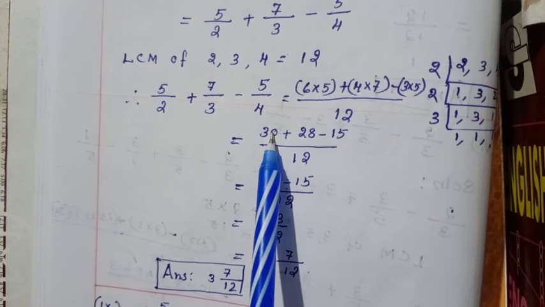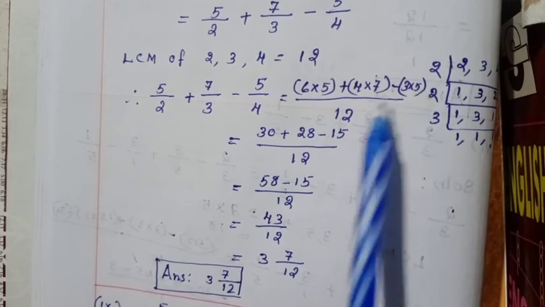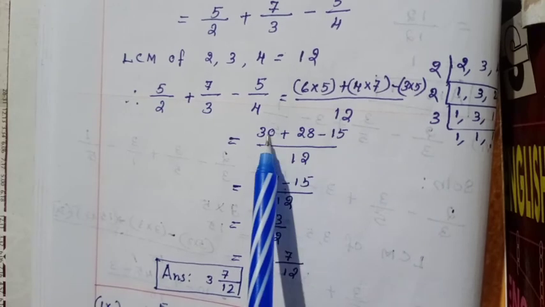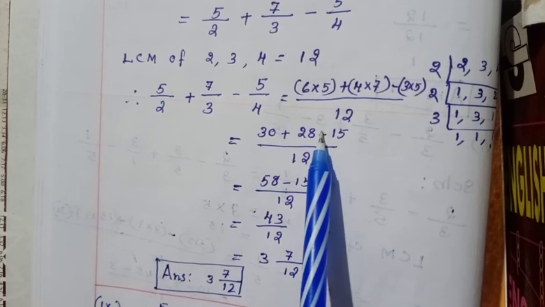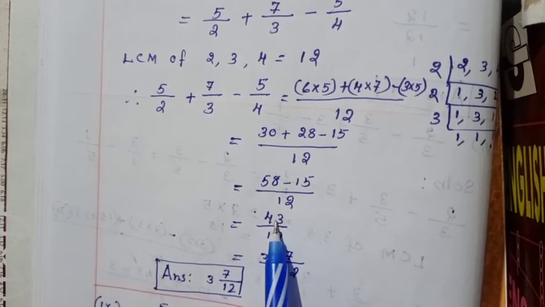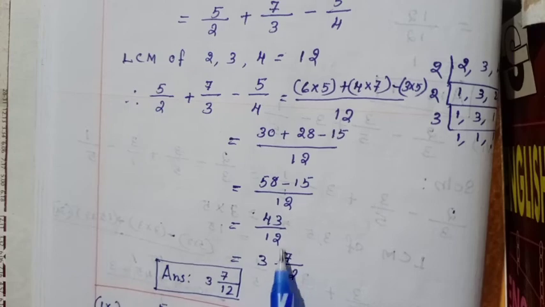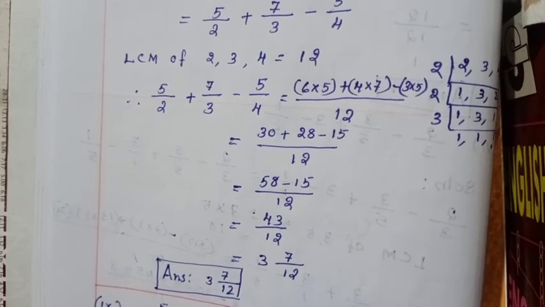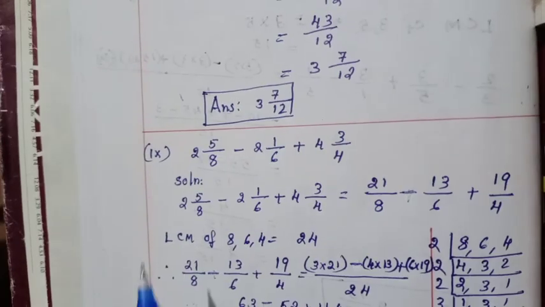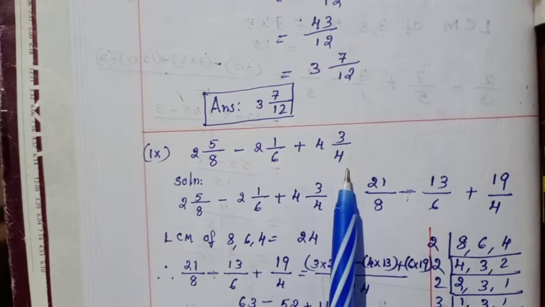Then 6 into 5, 30, plus 4 into 7, 28, minus 3 into 5, 15, all by 12. Next 30 plus 28, 58, minus 15, all by 12. 58 minus 15, the answer is 43 all by 12. The numerator is bigger, so divide and get the answer. Then it is 3 7 by 12. 3 is the quotient and 7 will be the remainder, with the same 12 as the denominator or divisor.